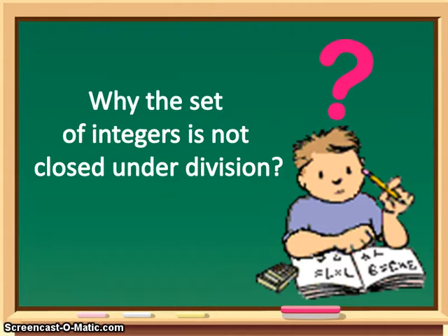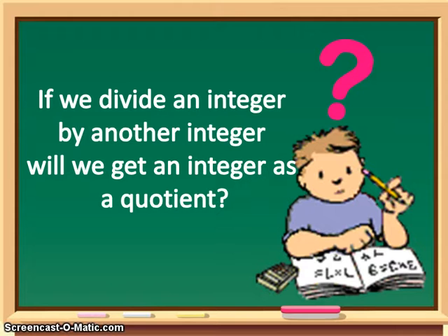Why is it that the set of integers is not closed under division? An idea? If we divide an integer by another integer, will we get an integer as a quotient?